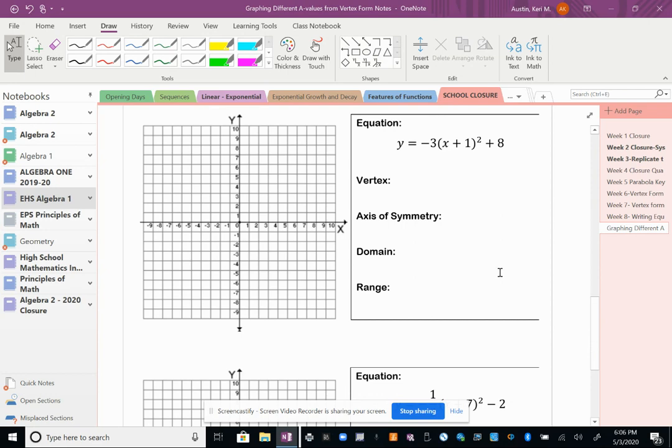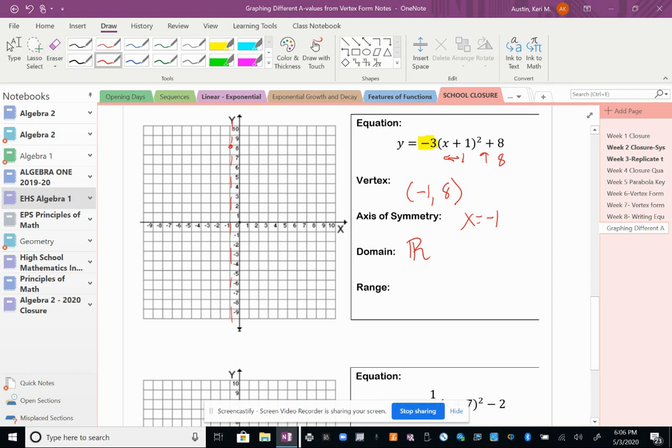Okay, let's look at that A value. A is -3. So the negative means it's going to be opening downward, and the 3, that's what we're going to have to multiply our pattern by. So let's start it off the way we always do. This means left 1 and up 8. So -1, 8. Drawing that line of symmetry or axis of symmetry: x equals -1, domain, all reals.